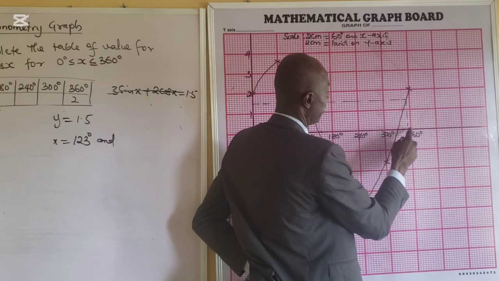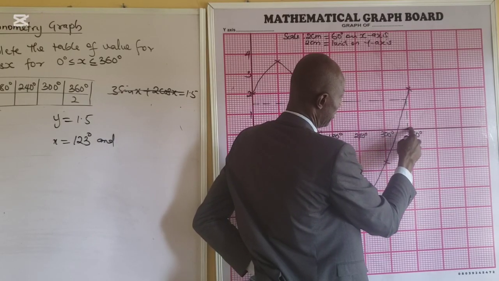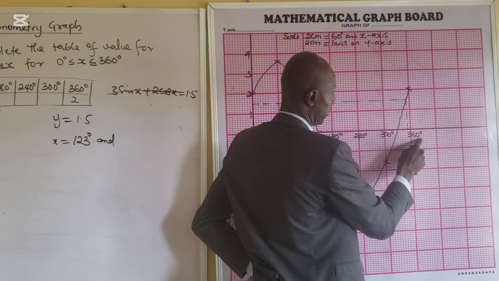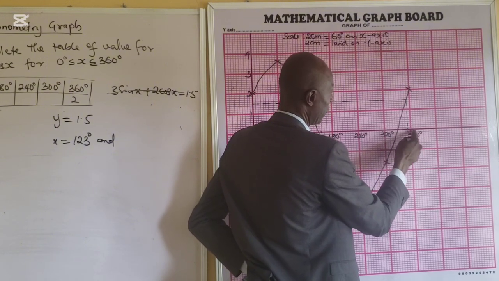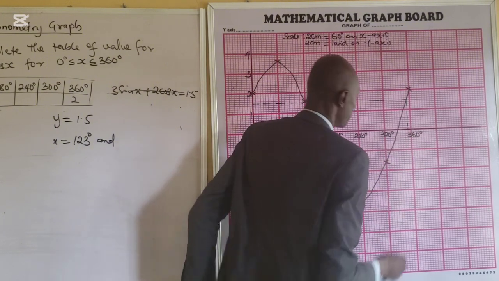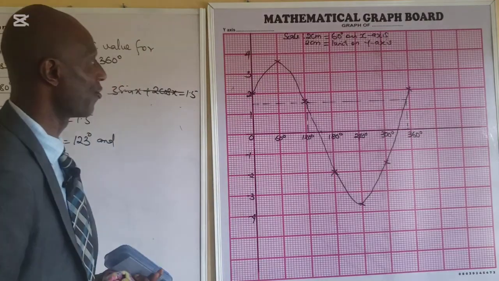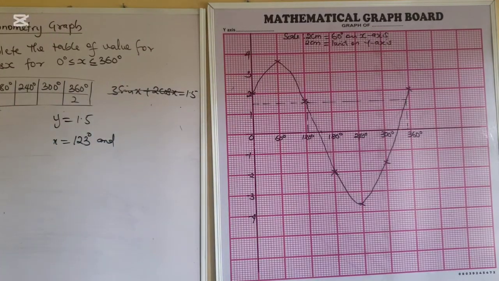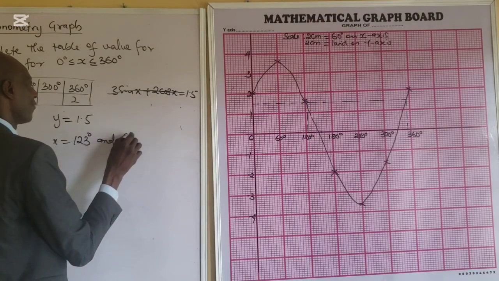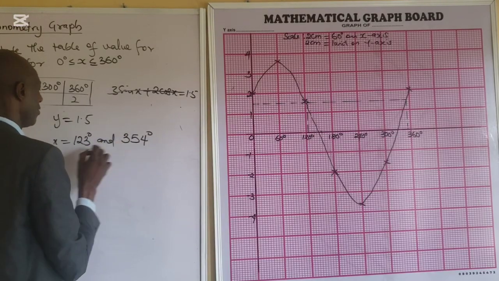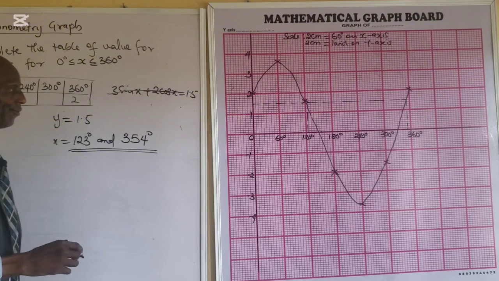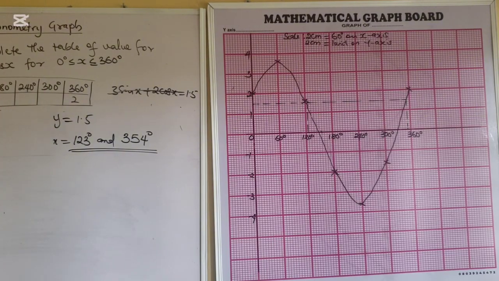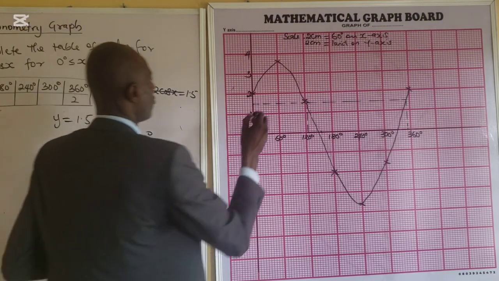Then, when we come here, take note, I say one of the lines is 6. Here is 300. Here is 360. If you take 6 from 360, it is 354. That is 300 and 54. So 354 degrees. So these are the values. This is the root of the equation, where y is 1.5.